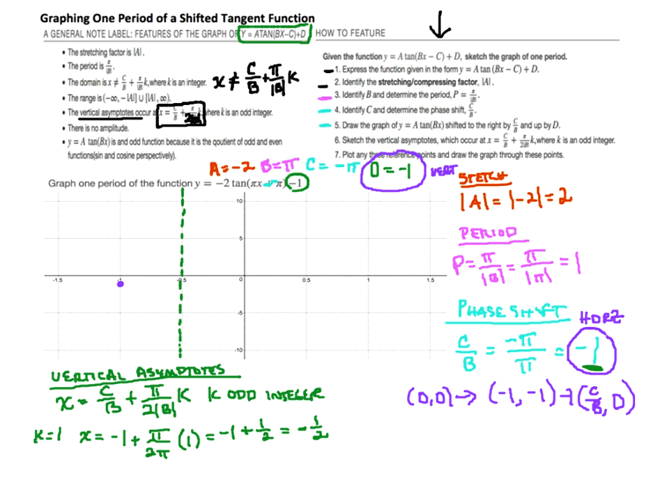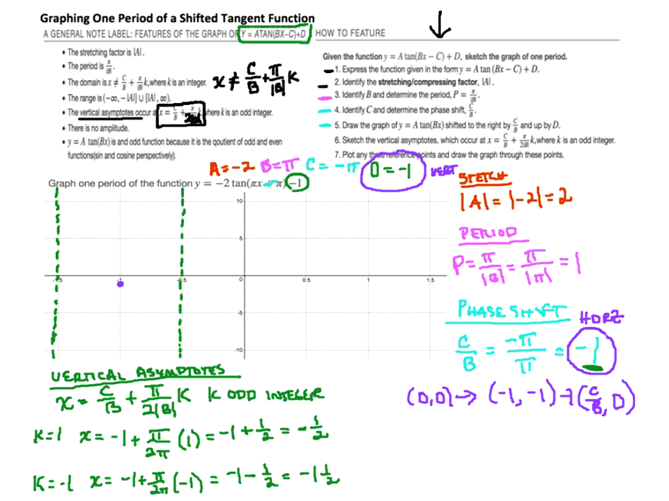Now I'm going to try to get on the other side of my point, so I'm going to use a k value of -1. So x equals -1 plus pi over 2 pi times -1, which is -1 minus 1/2, which is -1 and 1/2, right here. All right, so I've got my vertical asymptotes. I've got my center point.